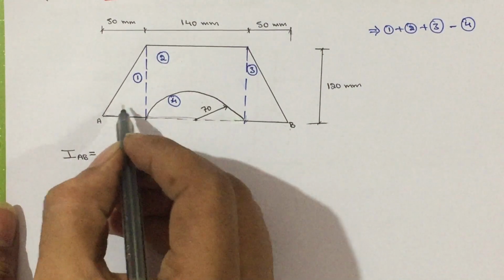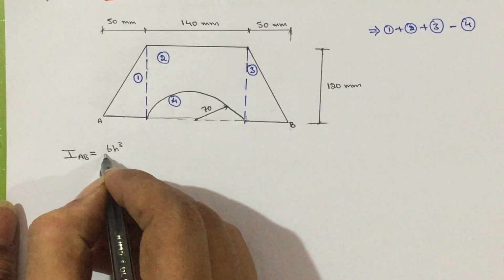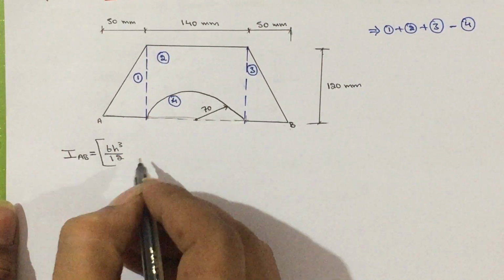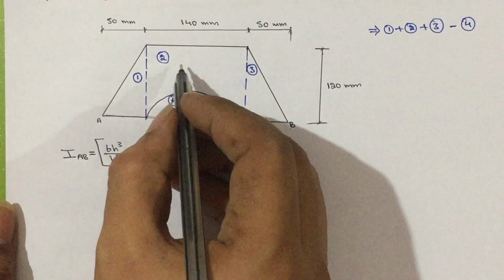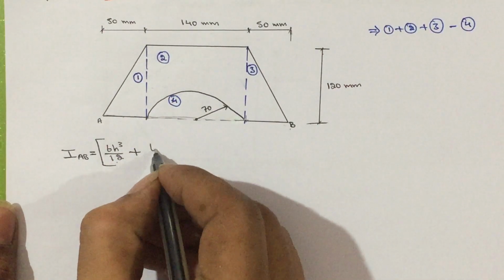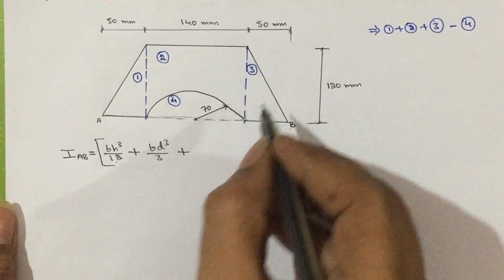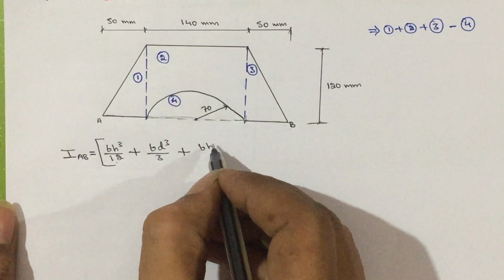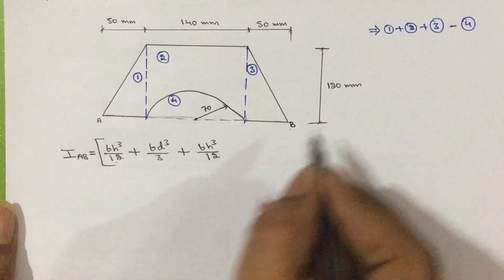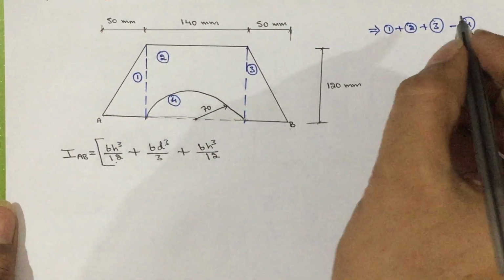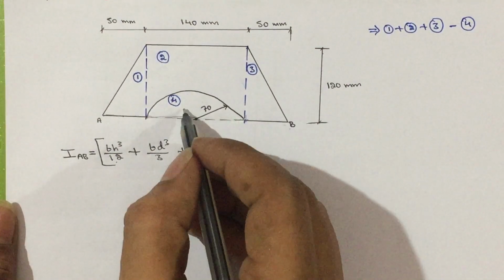Then for triangle, it will become BH cube by 12. Then plus, that is all, no need to write extra thing, direct formula. Then for rectangle, we have BD cube by 3 plus, then again for third one triangle, we have BH cube by 12, 1 plus 2 plus 3 minus 4. You should remember the equation, or you should follow the equation. Minus 4. 4 is semicircle.